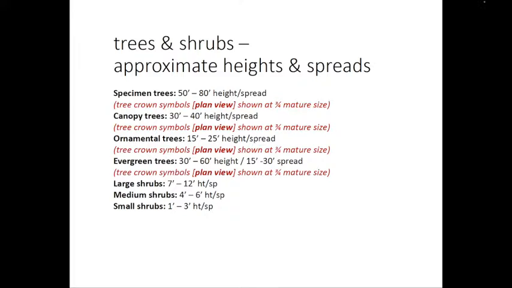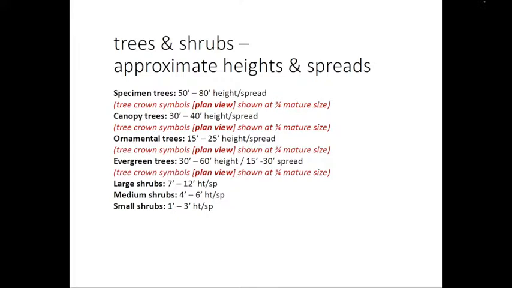But getting into tree heights and shrubs and those sizes, those are things that are not terribly familiar to you, okay? You interact with trees and shrubs here on the campus all the time, but there are some rules of thumb for different types of trees, shown at either three-quarter maturity or full maturity. From specimen trees to canopy trees to ornamentals to evergreens, large, medium, and small shrubs.